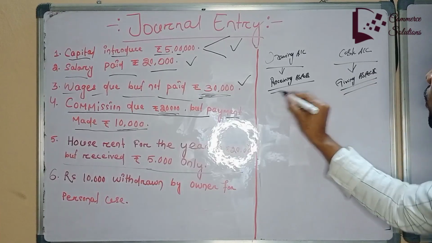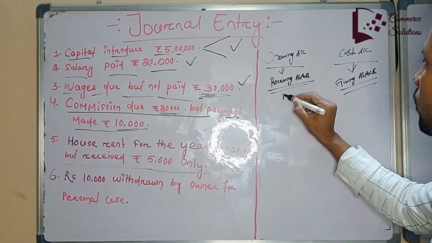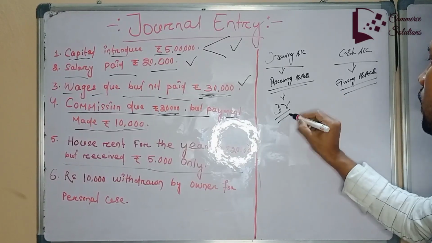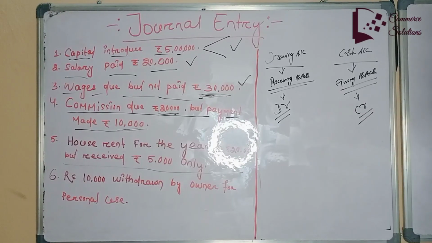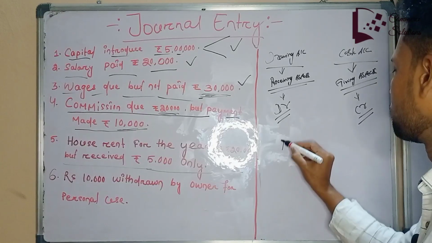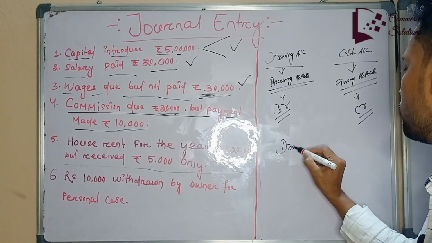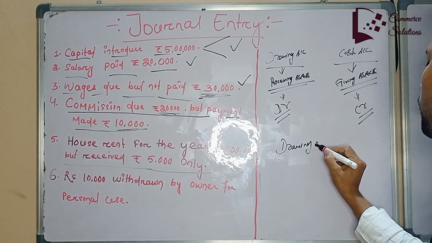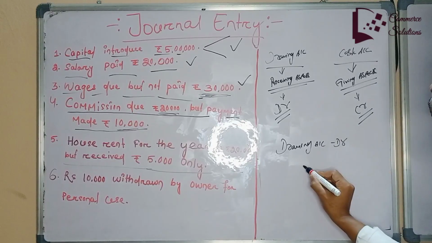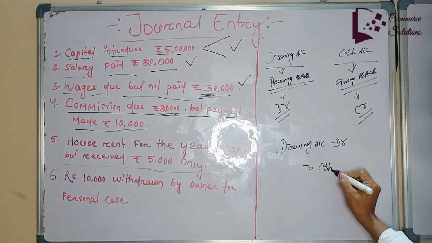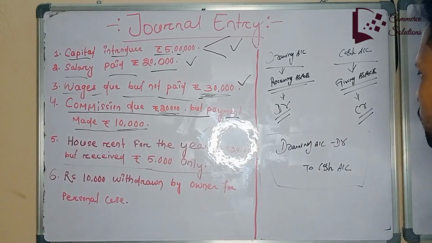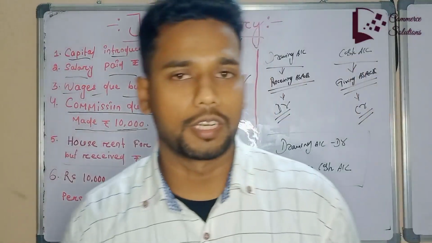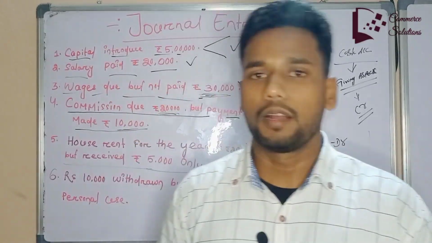So what is debit? Debit is the receiving aspect, and what is credit? Credit is the giving aspect. The entry will be drawing account debited to cash account. This will be your entry, and we have successfully completed all the transactions for the day.